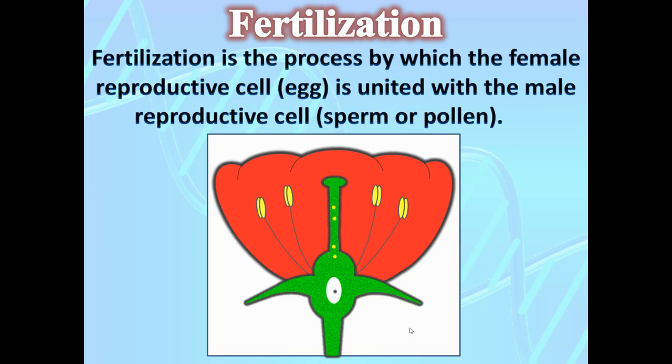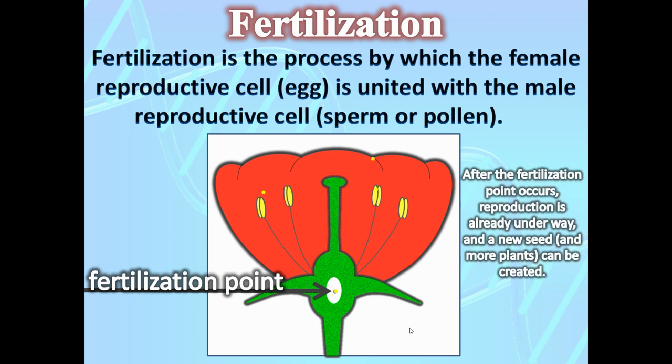Fertilization. Fertilization is the process by which the female reproductive cell is united with the male reproductive cell. In the ovary is the fertilization point. After the fertilization occurs, reproduction is already underway and a new seed and more plants can be created.